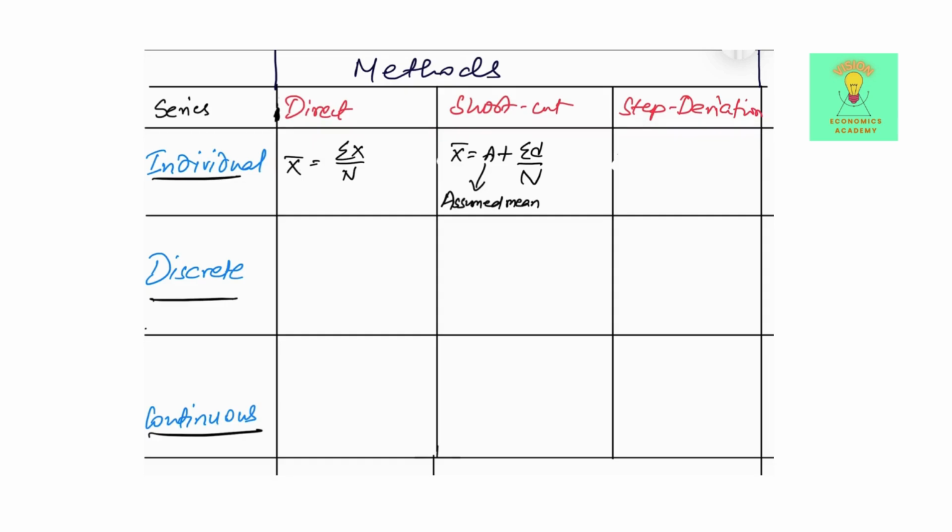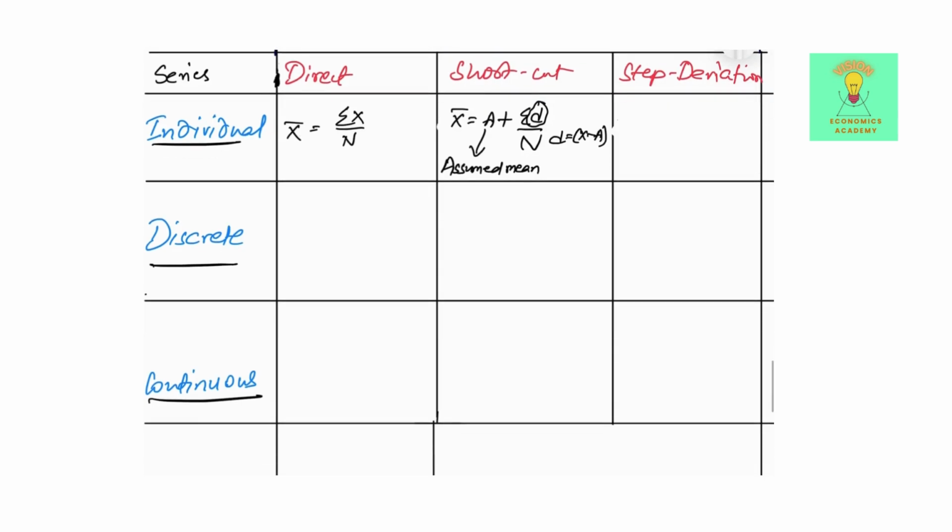So A is the assumed mean. D over here is the deviation of the variable from the assumed mean, that is D is nothing but x minus a, and summation D is the sum of deviations of the variable from the assumed mean. Okay, so addition of this would give us summation D, right? So D, I repeat, is the deviation of the variable from the assumed mean.